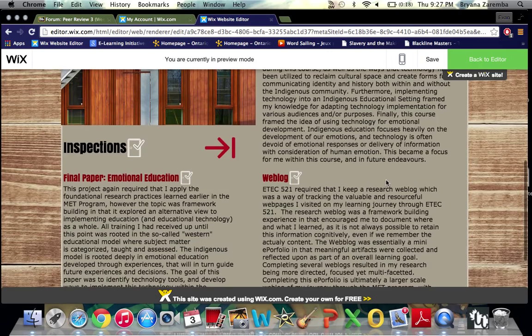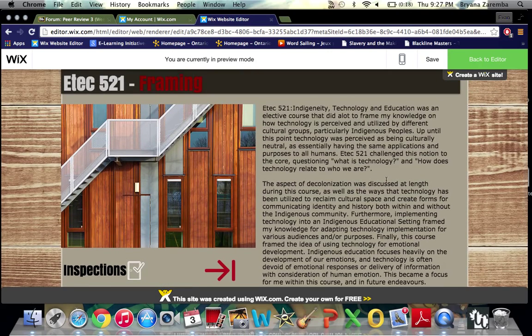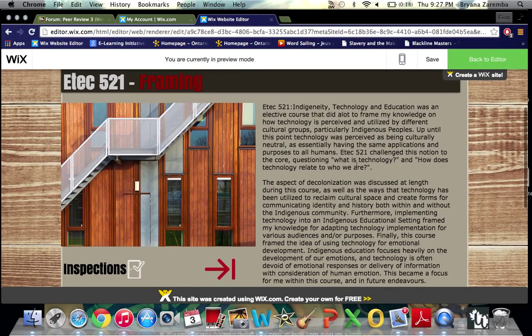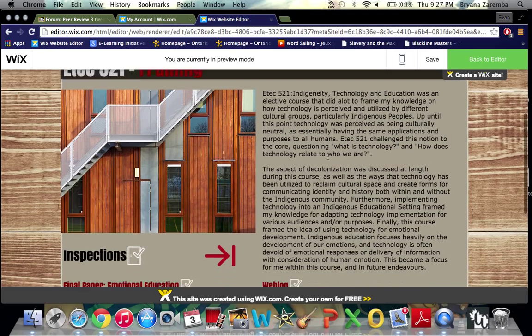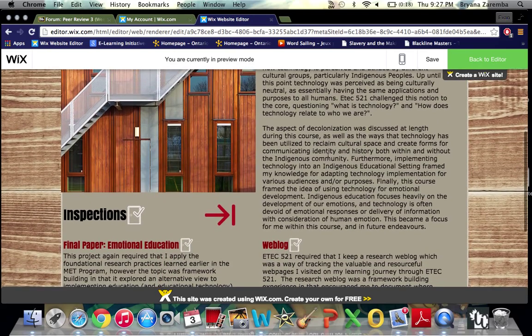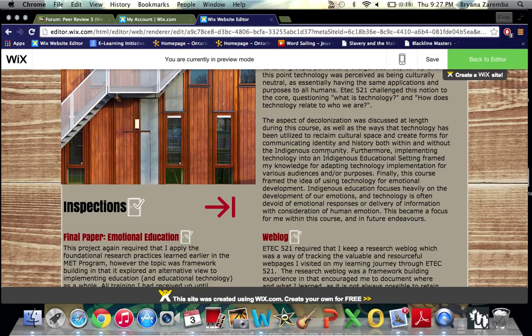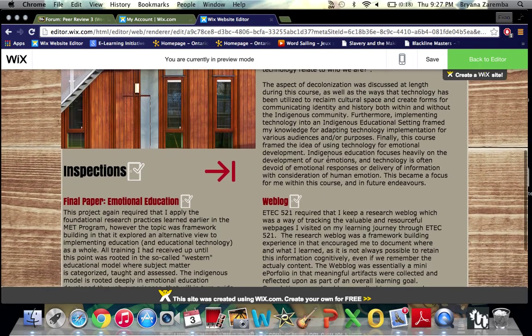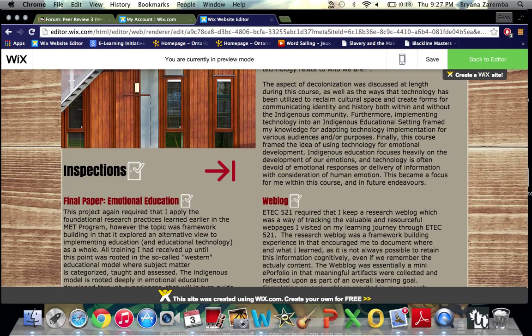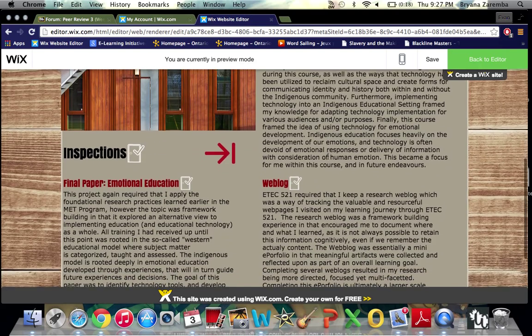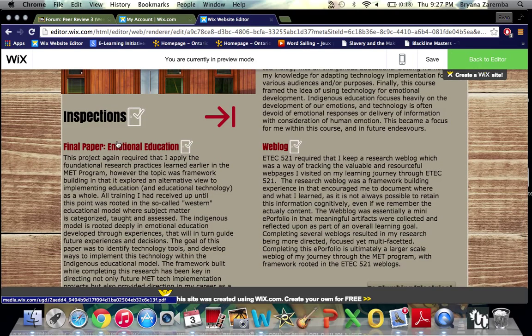The next course was ETech 521, which was a neat course on Indigeneity, technology, and education. It involved looking at what technology is and how it relates to who we are. Up until this point, I always assumed technology was basically the same for everyone, and everyone perceived it the same way, and thus it could be implemented in every classroom the same way. This course challenged that notion and involved me researching how the emotional side of our humanity could be integrated into the technological side.